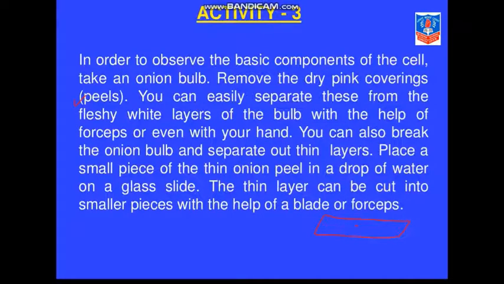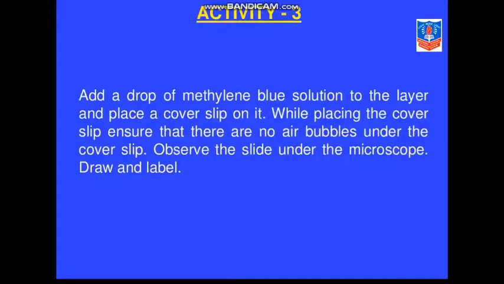The thin layer can be cut into smaller pieces with the help of a blade or forceps. Thin layer को बिल्कुल छोटे से pieces में आप cut कर सकते हैं. Add a drop of methylene blue solution. Now methylene blue solution is a kind of stain. Color है जो onion peel को color देगा.